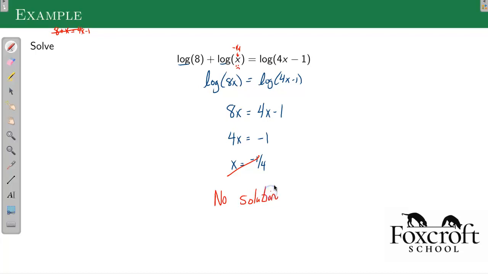All right, so this will happen sometimes when you're solving log equations. You'll do everything right. Everything we did here was right. But because logs are kind of special, you can't plug in everything. Sometimes you actually get no solution, even though you found an x value. And this is called an extraneous root.